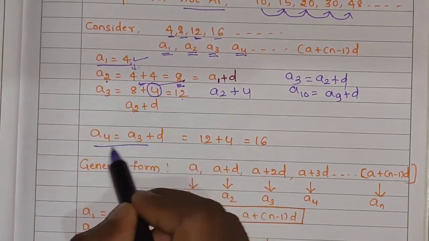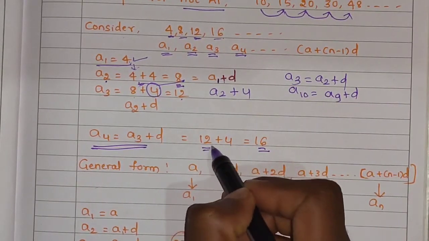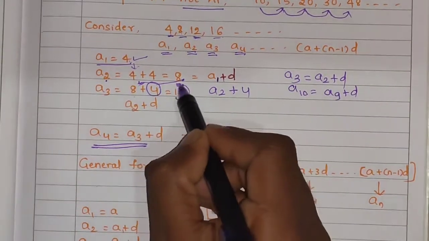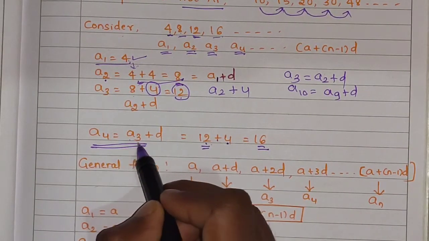Next, A4. How did the A4 value come? 16. 16 came by taking the third term, that is 12. We took this third term 12 and we added the common difference. Therefore, we can say A4 is A3 plus D.